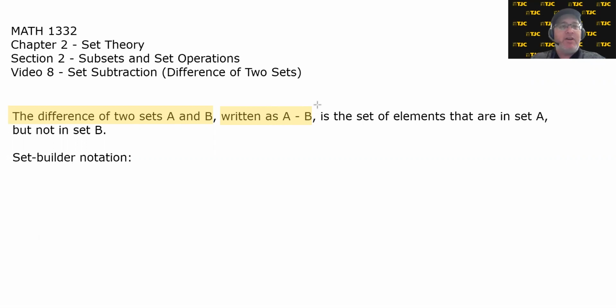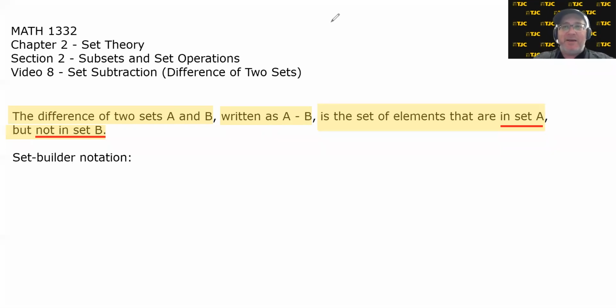But let's continue. The difference of two sets A and B, written as A minus B, is the set of elements that are in set A but not in set B. Let that sink in for a second. The elements that are in set A but not in set B.